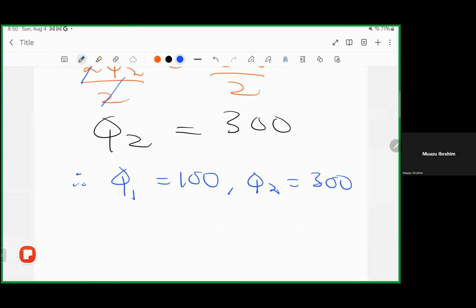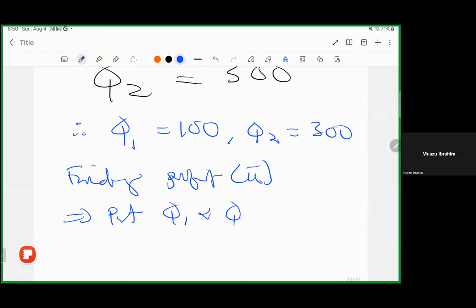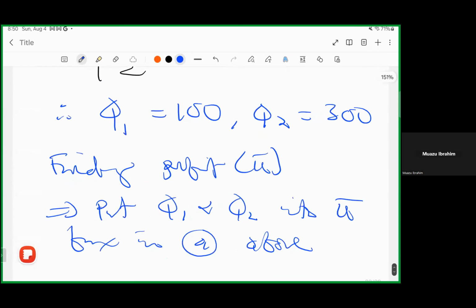So finding profit. We put Q1 and Q2 into the profit function in A above. Sir, please make it clear for us to see. So it's here. Put Q1 and Q2 into the profit function in A above.